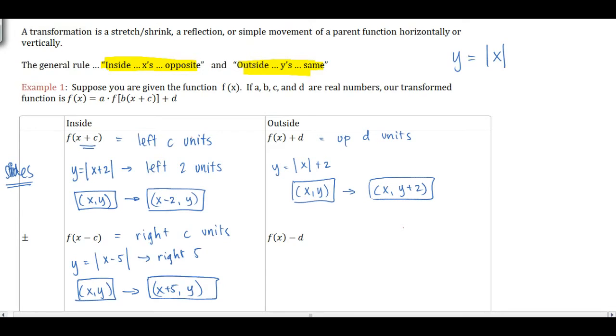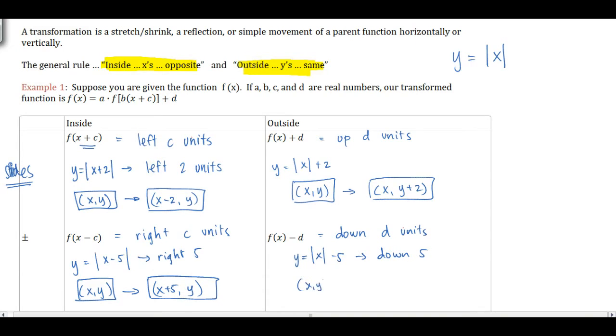Same thing right here. If we had the minus d, that's going to move it down d units because of the fact that it is on the outside. If I make up that same graph, it'd be the absolute value of x minus 5. And so that would move it down 5. And notice again, I know that because it's on the outside.